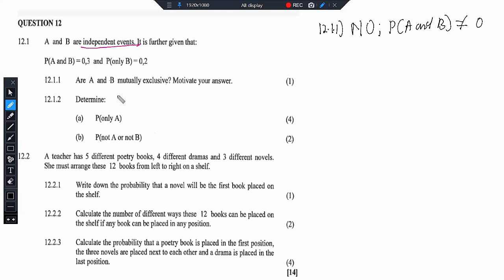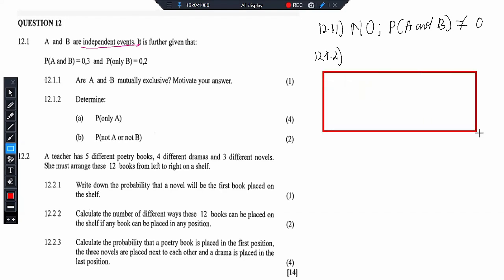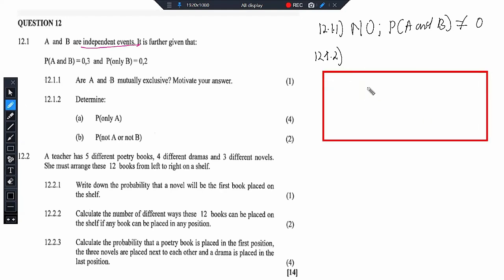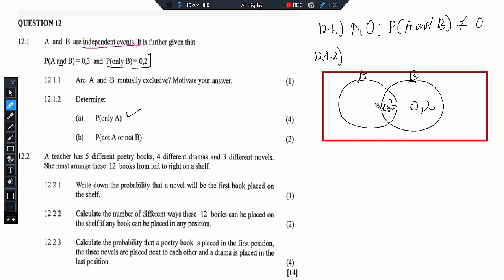And then let's go to 12.1.2. It says determine the probability of only A. So for that one, I'm just going to start by representing my two events on a Venn diagram. So probability of A and then probability of B. So A, B events, and then we have the intersection is 0.3, but then it's been indicated that the probability of only B is 0.2. So what we are looking for here is only A, right?